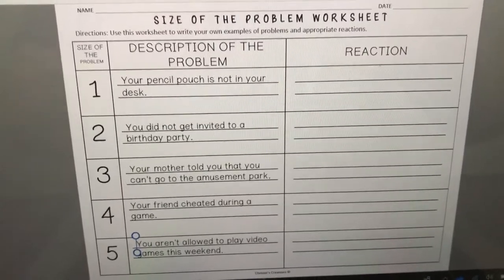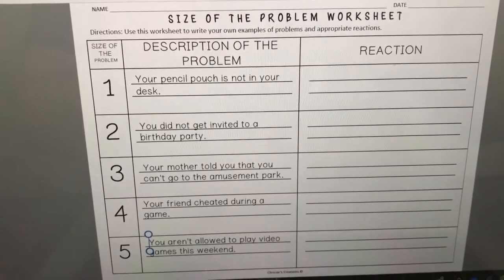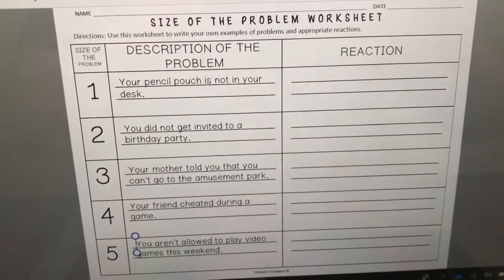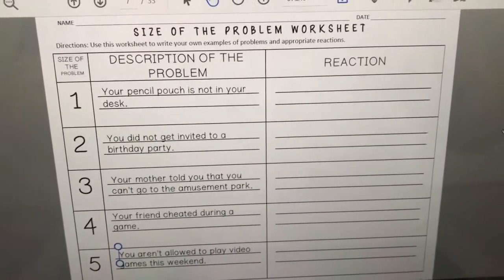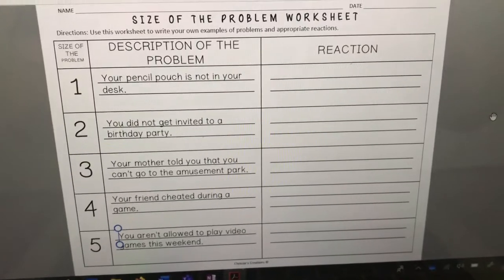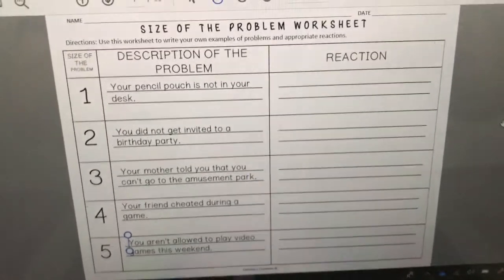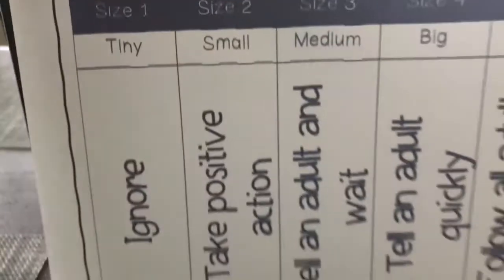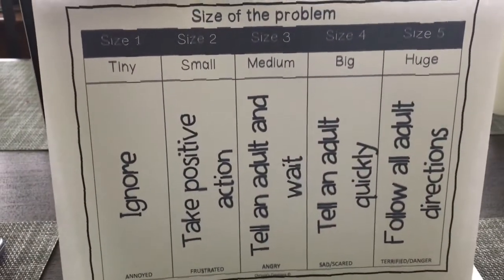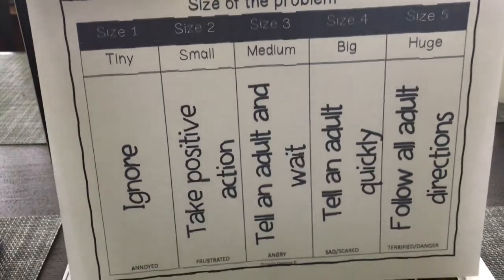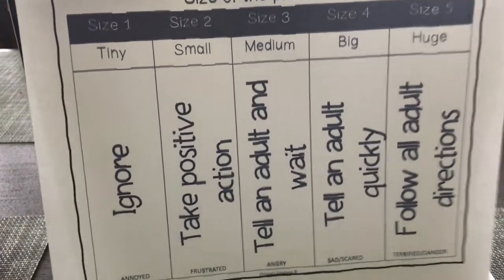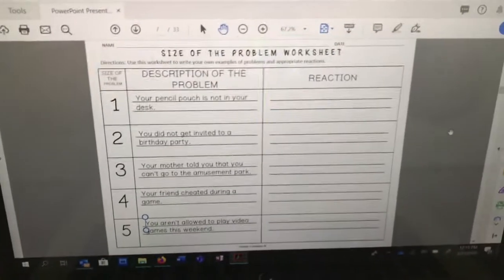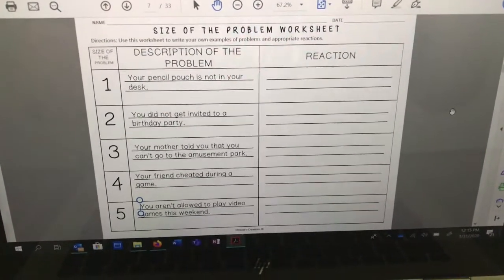All right, number 4, your friend cheated during an exam. What would you do? What's your reaction? All right, thinking back to this sheet that we did at the very beginning of this video, I'm going to say I'm going to tell an adult quickly. If I know somebody's cheating, I'm going to go tell an adult quickly, and I'm going to let the adult handle it.